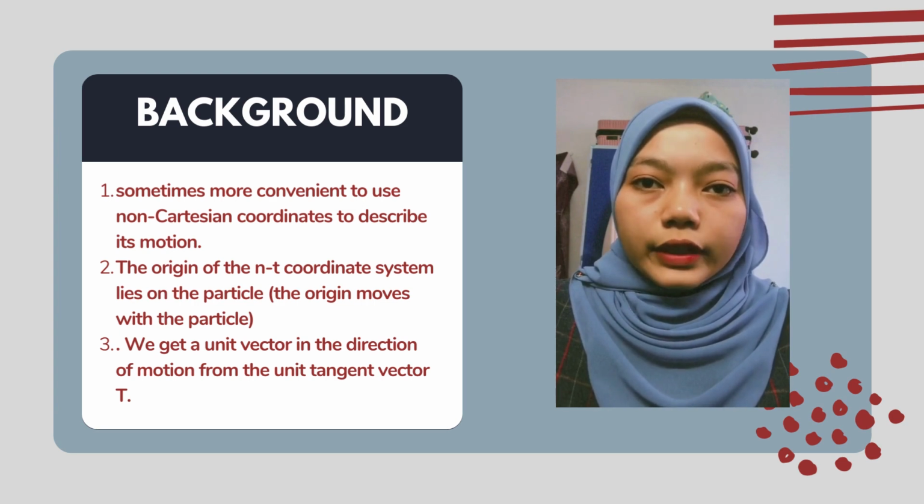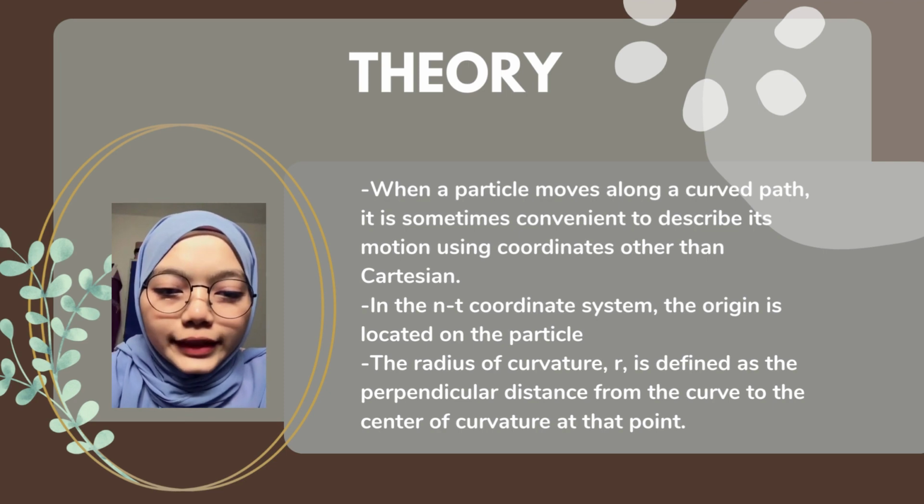We get a unit vector in the direction of motion from the unit tangent vector ut. The direction of motion can be deduced from the velocity. If we stay on a straight path, our acceleration will be in the same direction as our motion. The basic theory of normal and tangential components.